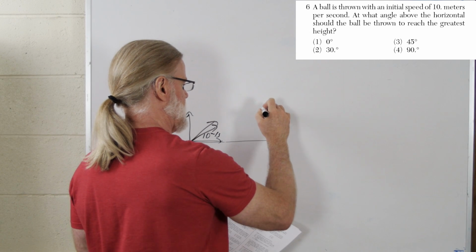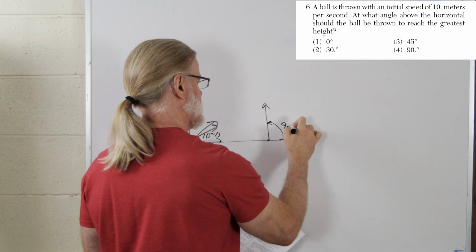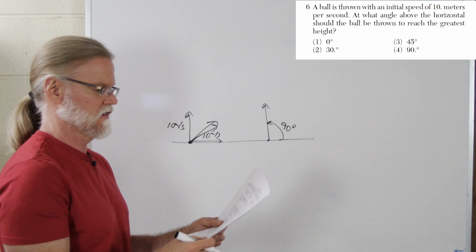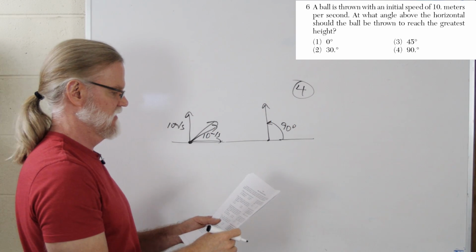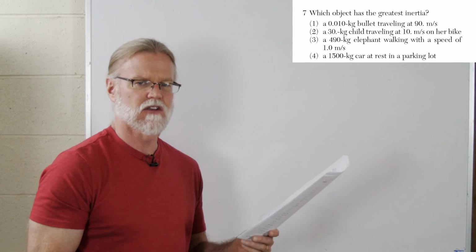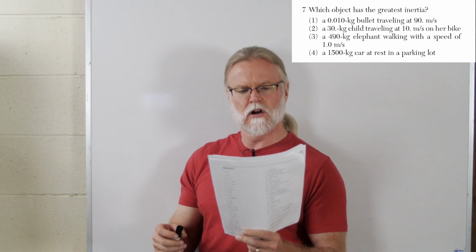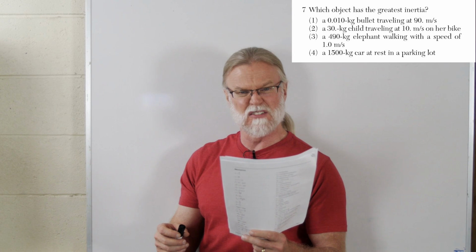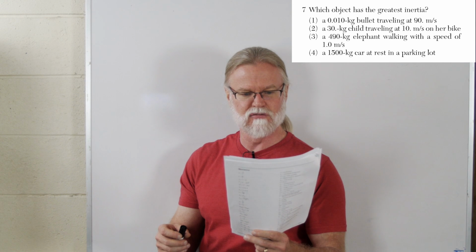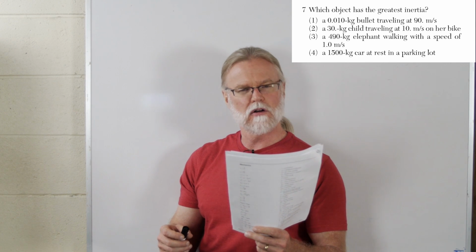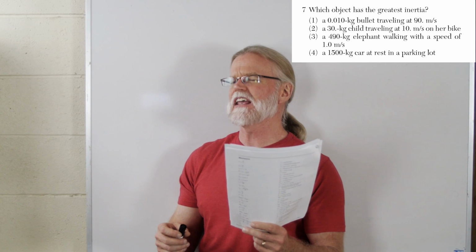If I throw it straight up in the air, the angle relative to the horizontal would be 90 degrees. So that would be choice 4. 4 is the answer to 6. Which object has the greatest inertia? A 0.01 kilogram, a 30 kilogram, a 490 kilogram, or a 1500 kilogram.